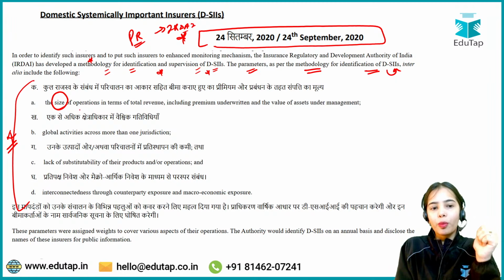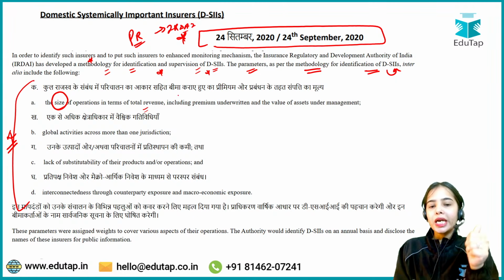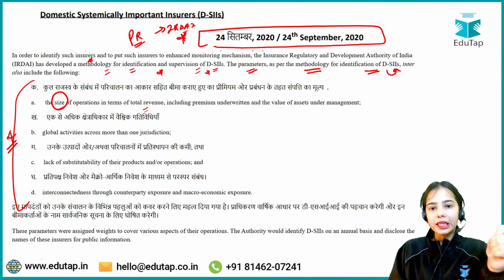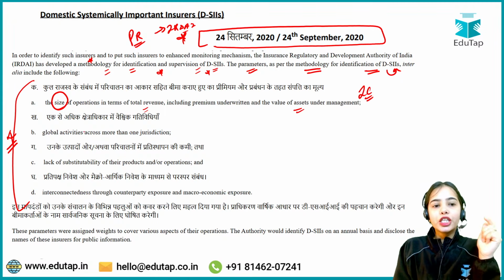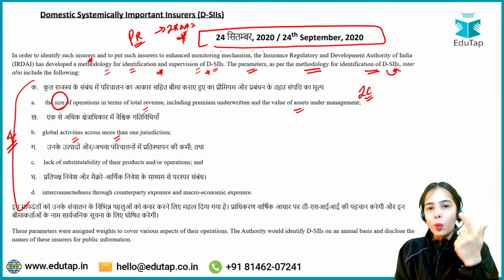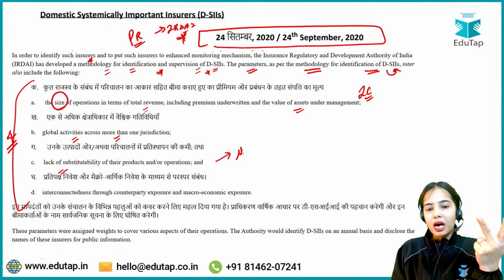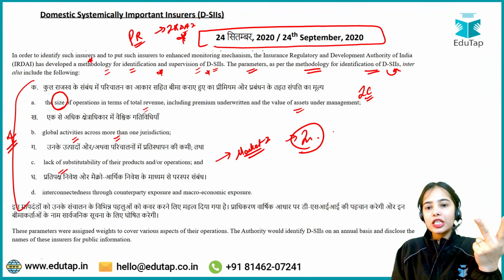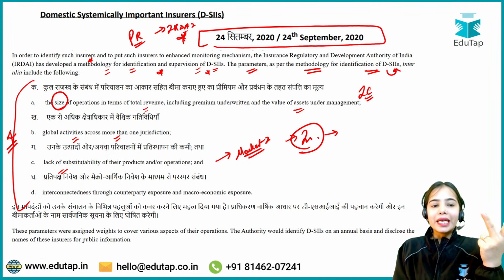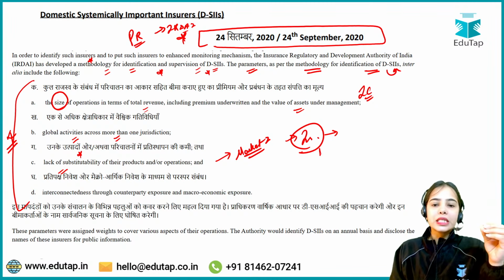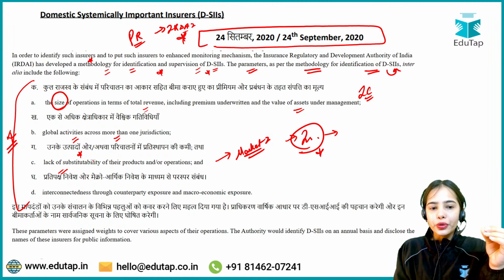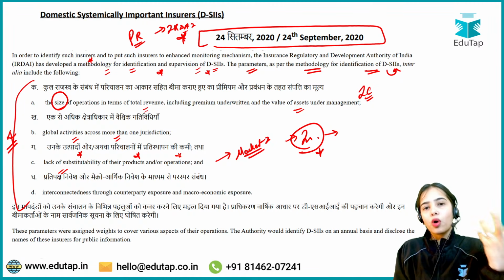The size of operations in terms of total revenue, including the premium that has been underwritten and the value of assets that are under management of this insurance company. The global activities across more than one jurisdiction. Lack of substitutability, so that is showing the market importance of the insurer, because this insurer has the lack of substitutability. There is no other substitute present for this insurer. So there is lack of substitutability of their products and or operations.